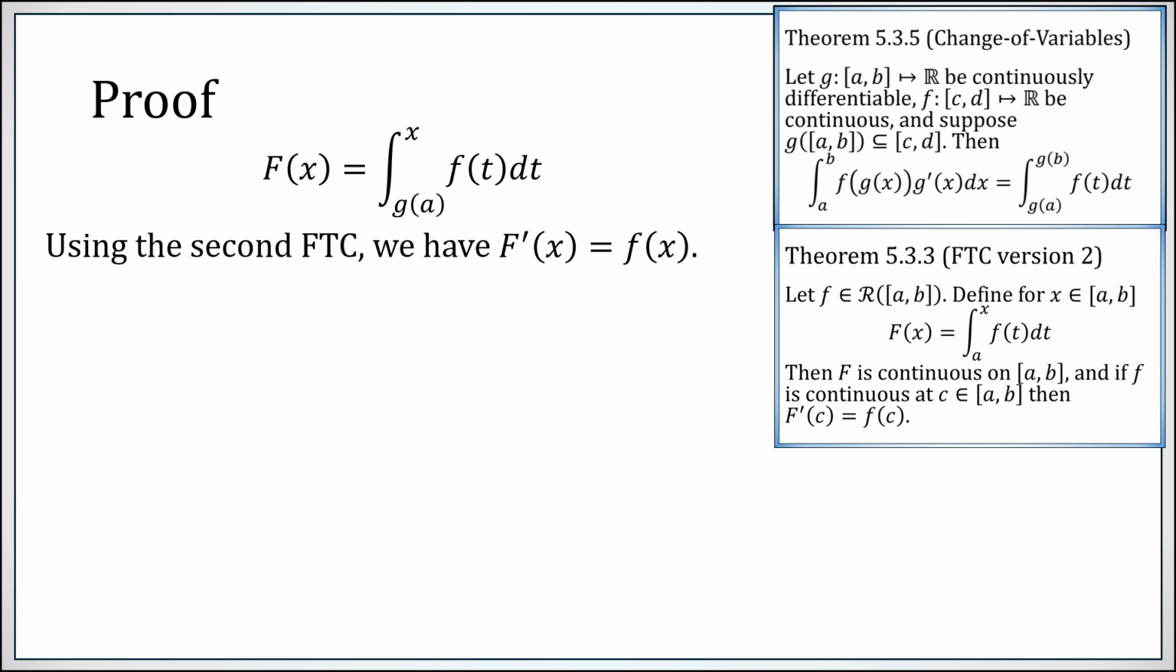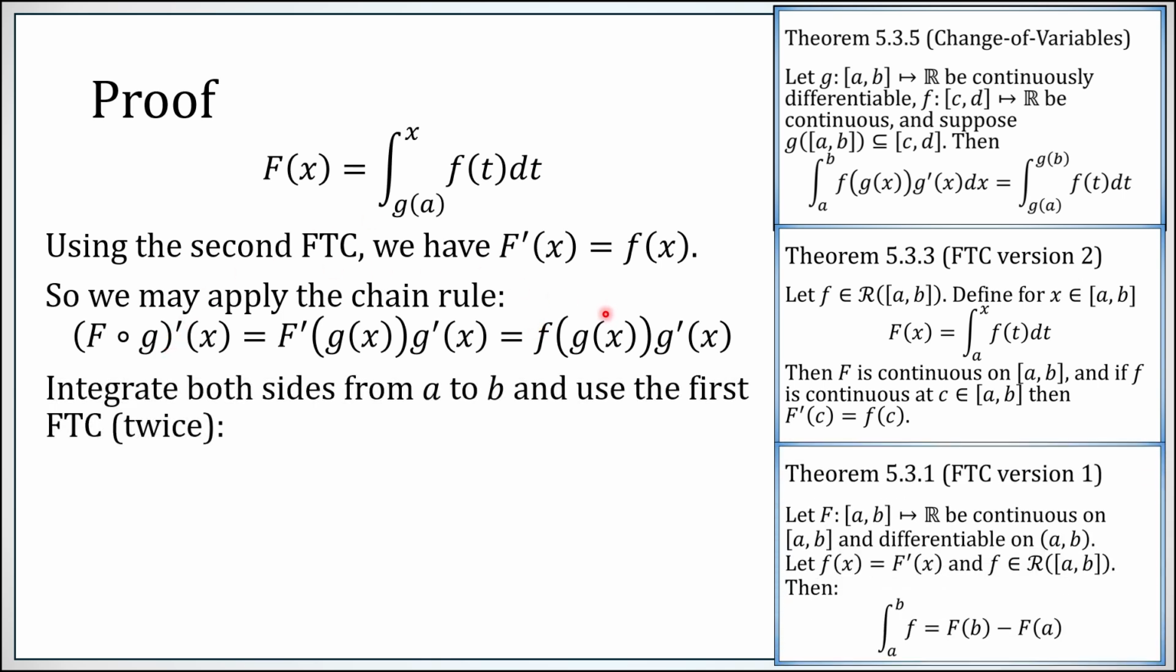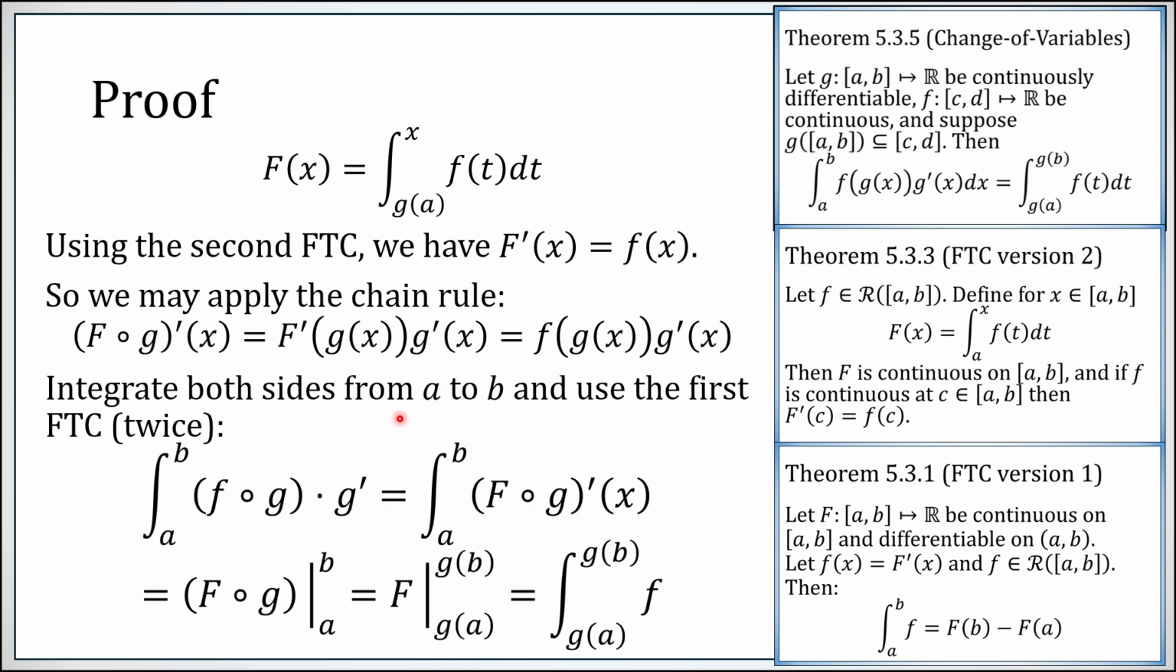Okay, so using the second fundamental theorem, because little f was assumed to be continuous everywhere relevant, capital F is differentiable everywhere relevant. So we can apply the chain rule. The composition capital F of g has derivative capital F prime of g of x times g prime of x, but capital F prime was simply little f. So we have this equals that, and we may now integrate both sides from a to b and use the first fundamental theorem.